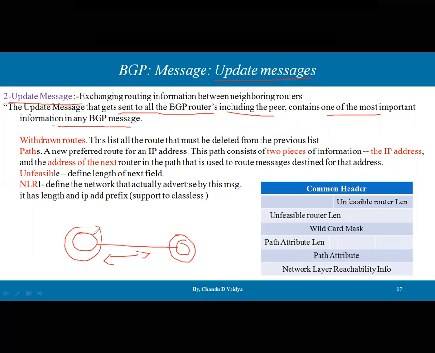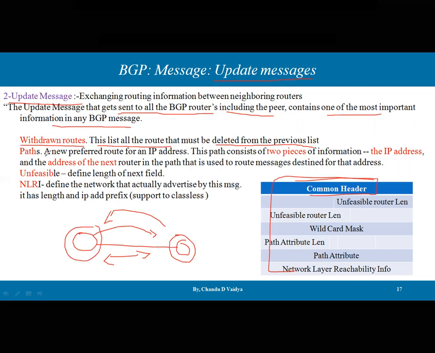Okay, so in order to exchange the information, we require the update message, so that whatever routers are connected in that particular network, everybody gets the message that something important is announced, or important information is available with me, so it is my duty to share it with others. Okay, then there is a common header format, which is already compulsory. Then there are some fields, like withdrawn routes. It comprises a list of all the routes that must be deleted from the previous list.